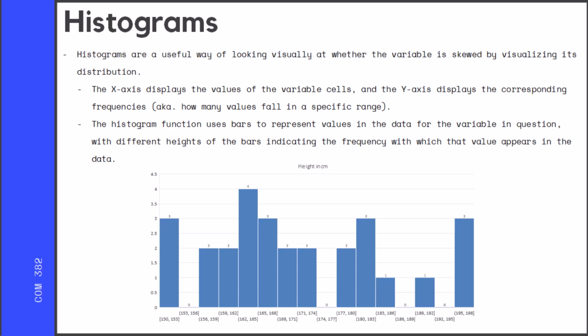The x-axis will display the values of the variable cells, and the y-axis displays the corresponding frequencies. Histograms use bars to represent values, so you can see like here, this is like 151 to 153 in here. With different heights of the bars indicating the frequency that the values appear in that block of data.